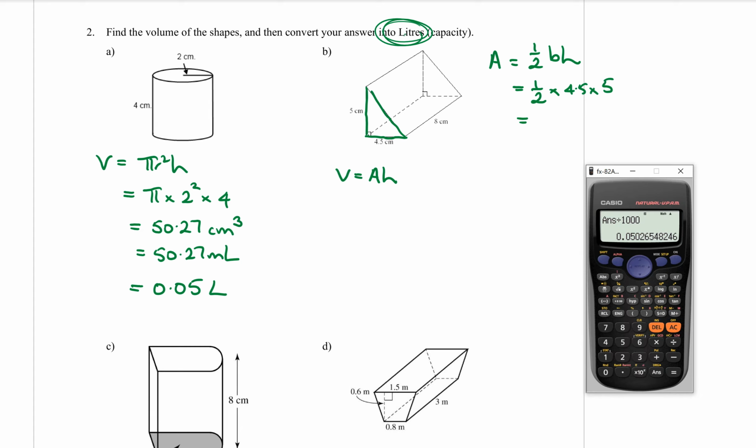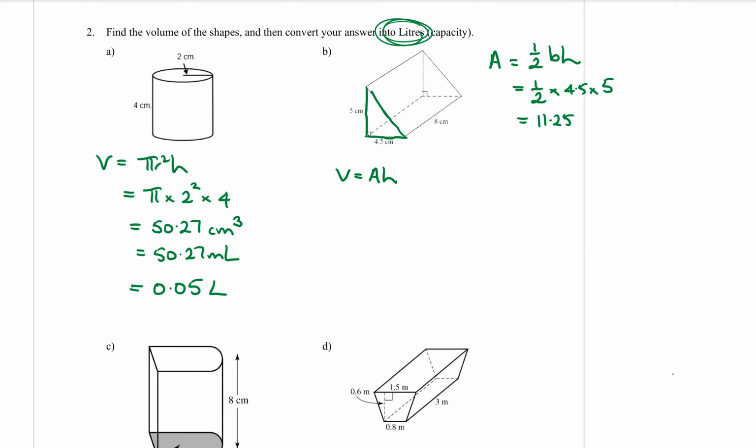Multiplying those together, we get 11.25. That would be centimeters squared because it's an area. Now that I found the area, I can find the volume.